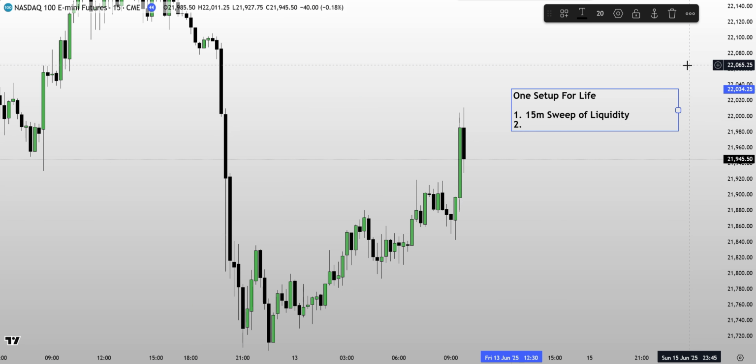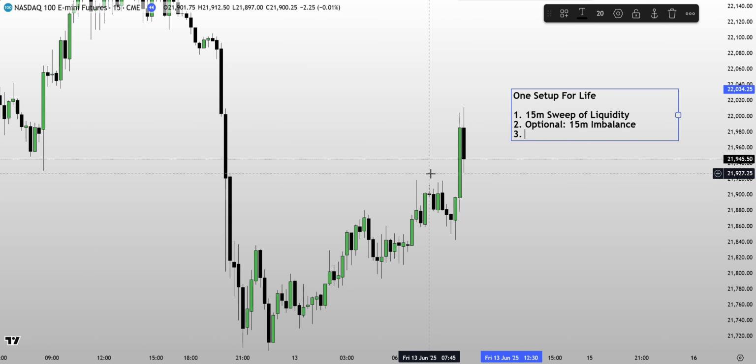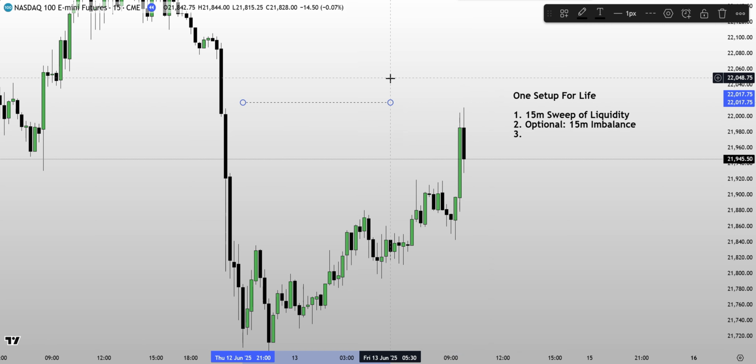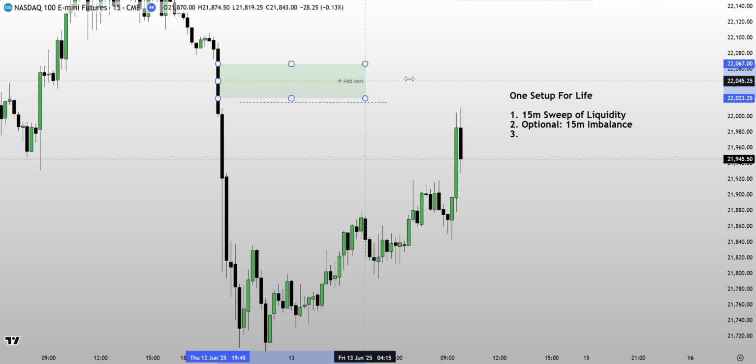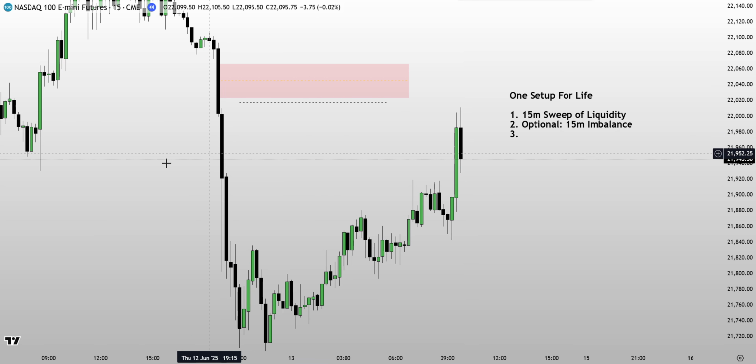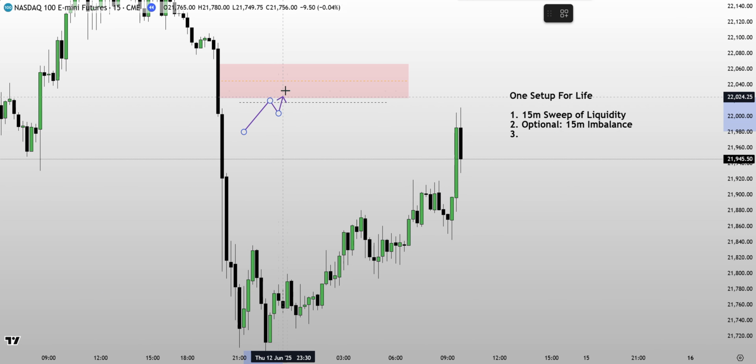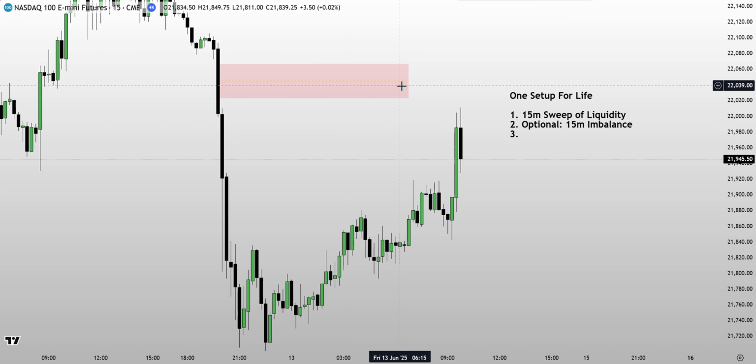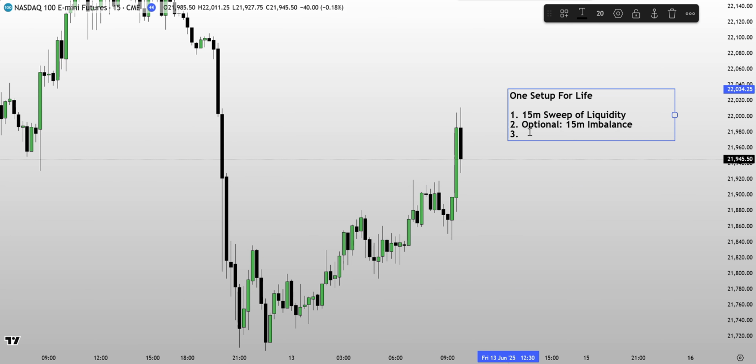Then, number two, this is optional. It's not necessary, but it adds confluence. A 50-minute imbalance. So, for example, if we sweep buy-side liquidity, let's say we were to sweep a high here, and we have a bearish imbalance resting right above it, this for price adds confluence. So instead of just sweeping a high, we're sweeping a high and coming into a bearish imbalance on the 15-minute before making a move to the downside. That adds confluence to the setup, and vice versa for longs.